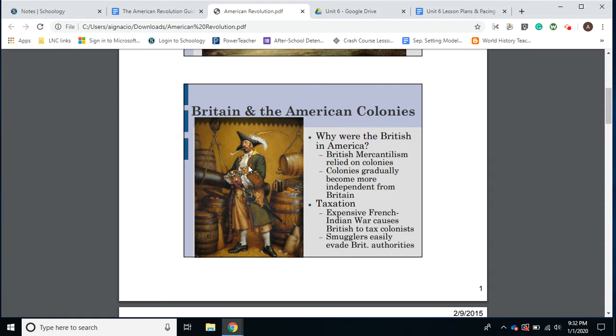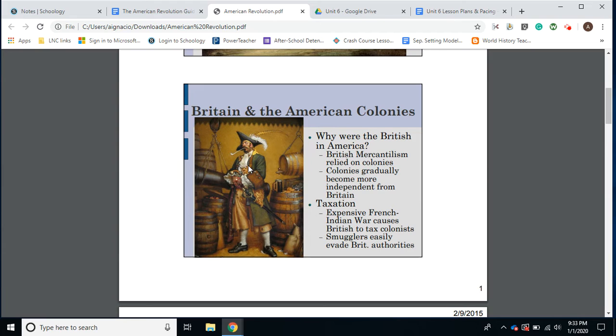If you remember mercantilism from Unit 5, mercantilism basically says that a country's strength depends upon its wealth. And so the British were using these colonies to create wealth for Great Britain. The British basically relied on the colonies to generate this wealth. The colonies generated raw materials that the British could manufacture into goods, and then they could sell those to other countries and back to the colonies as well. So the colonies, over time, through mercantilism, become more independent from Britain.